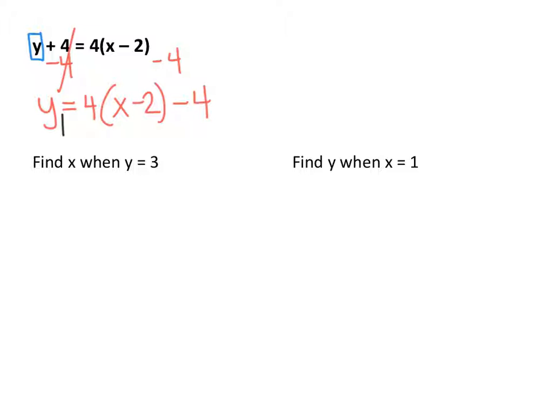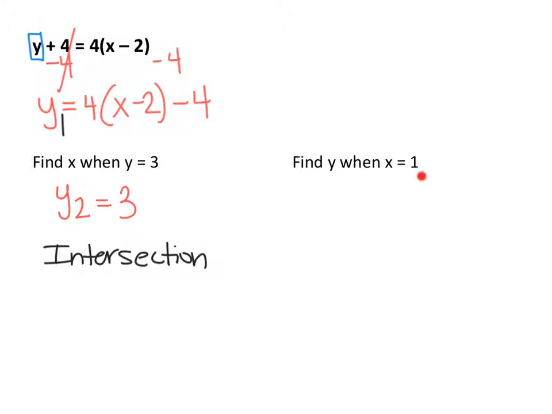Okay, so what did you think? If you're finding x when y equals 3, where do we put y equals 3 in? We put it in y2. So if y1 equals 4 times x minus 2 minus 4, then y2 can equal 3. Put that into y2, and then we'll have 2 lines in there. We'll do our intersection steps. F5 on your Casio, or second trace 5, enter, enter, enter on your TI.